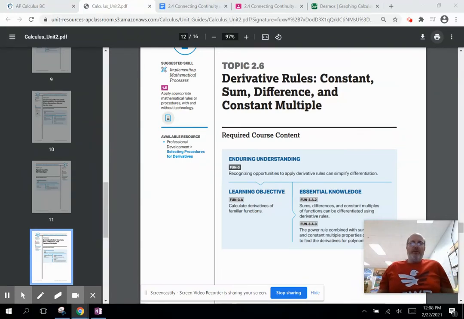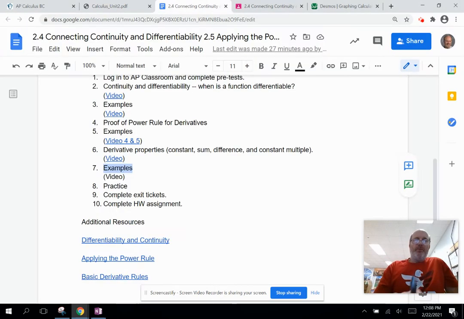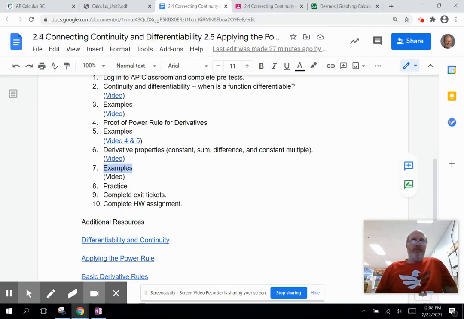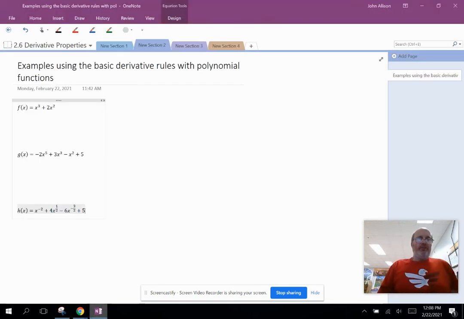Okay, this is going to be part 2 of lesson 2.6 in the AP Calculus curriculum, derivative rules, constant sum, difference, and constant multiple. In this one, we're going to do some examples with analytic functions, with numerics, functions expressed in tables, and some graphs. So let's take a look. We'll start with the functions expressed in analytics.